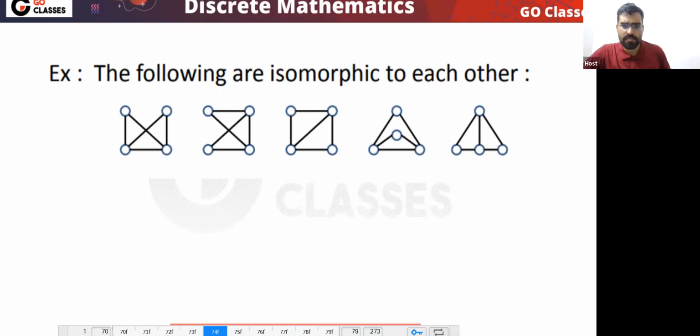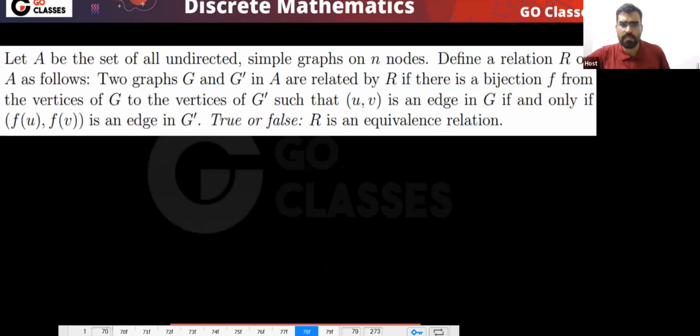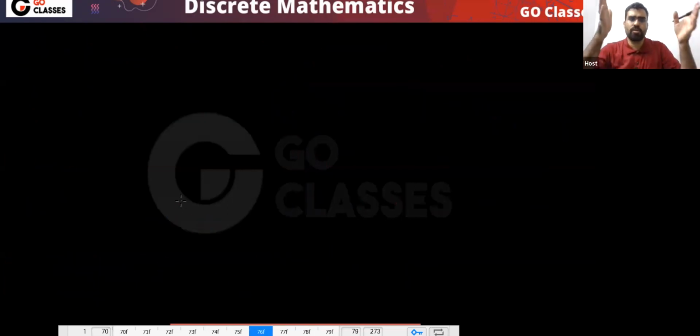What about this? Yes, these are all isomorphic to each other. You can check. All of them are isomorphic to each other. So this is the order of graph invariants to check. Is this clear? The graph isomorphism concept. Please tell me, is this concept clear?